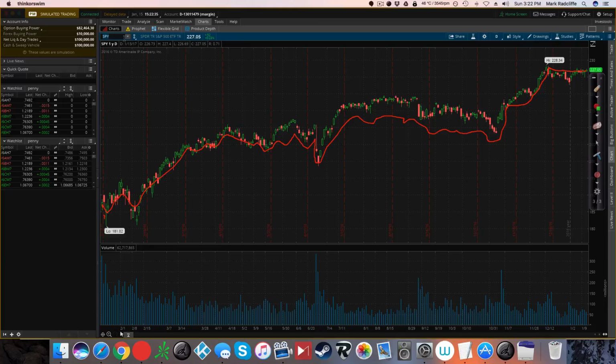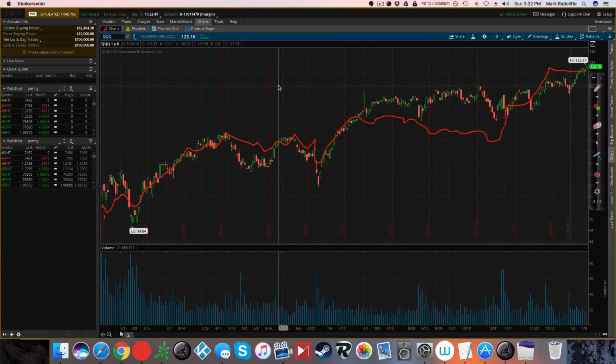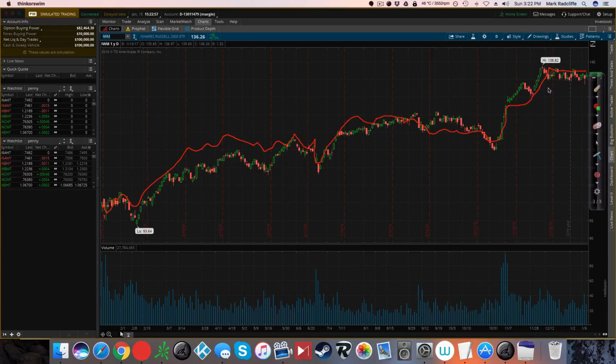So let's go SPY. It's right around 225. It's been flat recently. Let's go to the diamonds. It's right around 200 bucks. It's been flat recently. Let's go to the Qs. It's right around 125 bucks. It's had a little bit of a run up recently. And then the final one, IWM, the Russell, it's right around 140, and it's been flat recently.